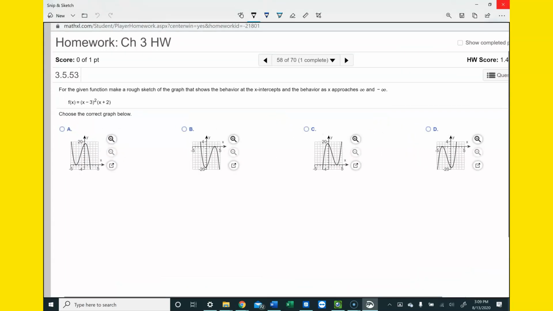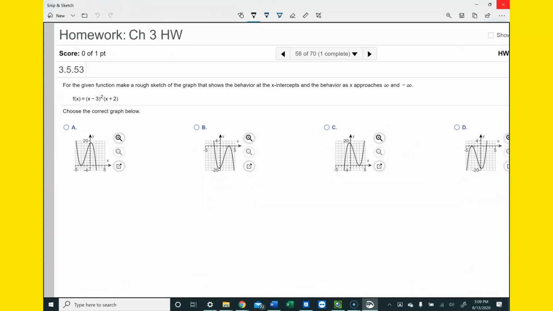All right, this is number 58. So this is kind of putting some things together. We're making a rough sketch of a function based on what we know about how functions behave. Here this is already in factored form, so if I set this equal to 0, x equals 3. And what does it do there? It touches because of the multiplicity 2. And x equals negative 2. And what does it do there? It crosses because it's multiplicity 1, so that's odd multiplicity.